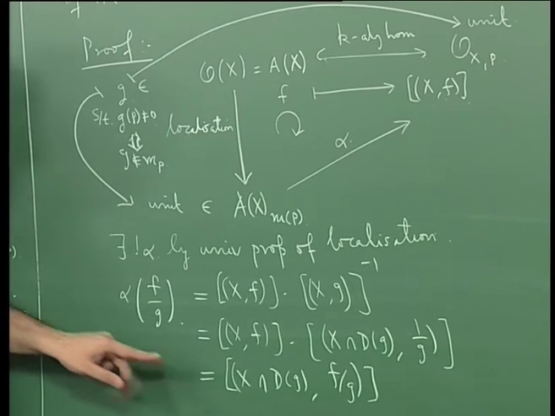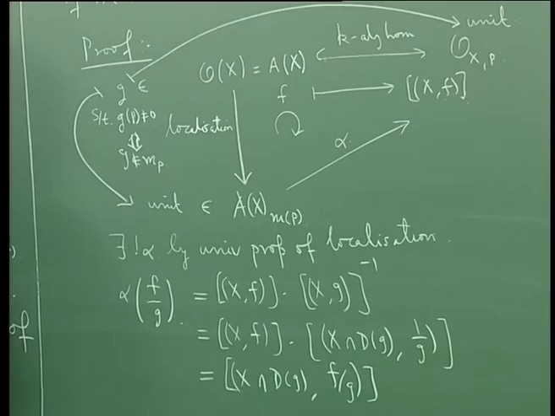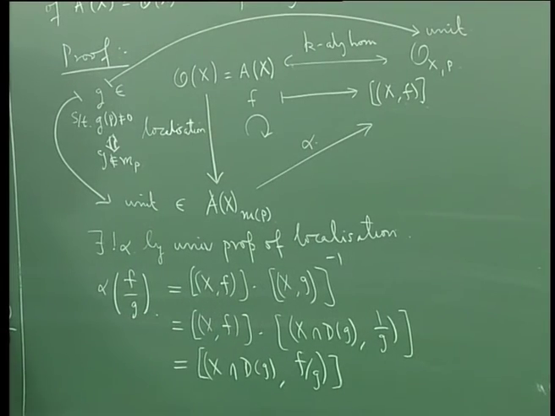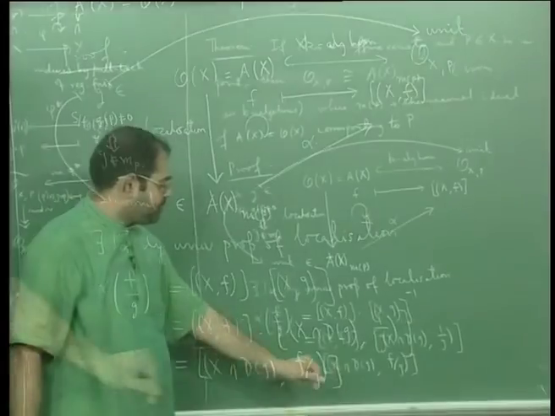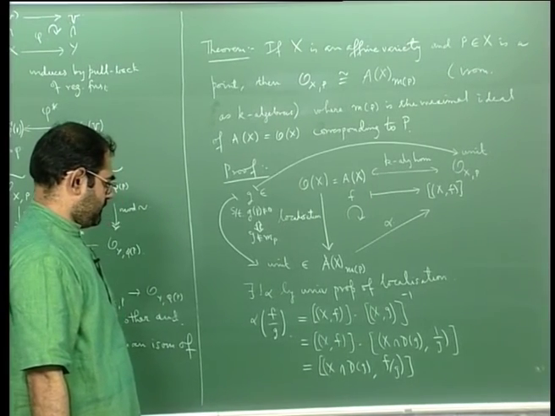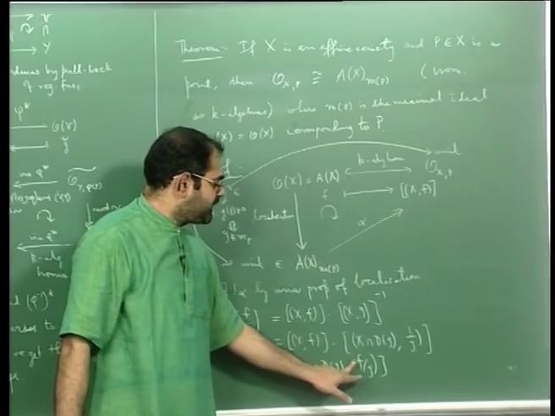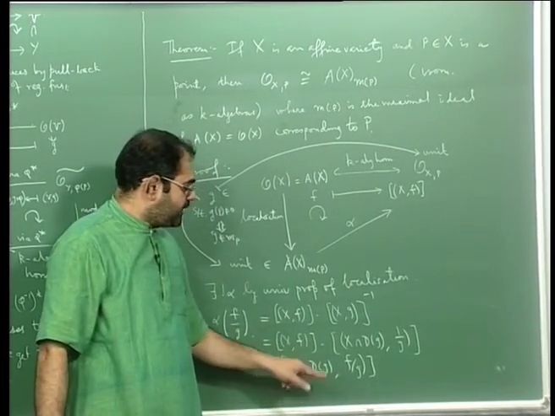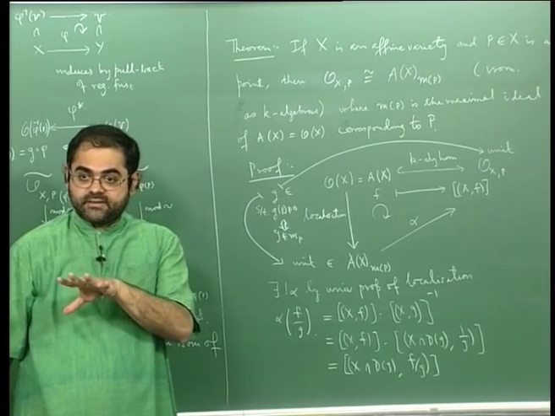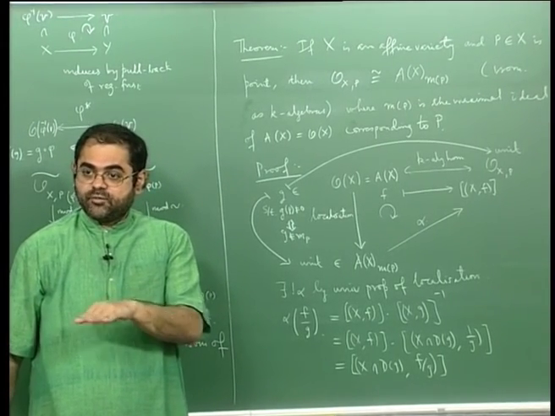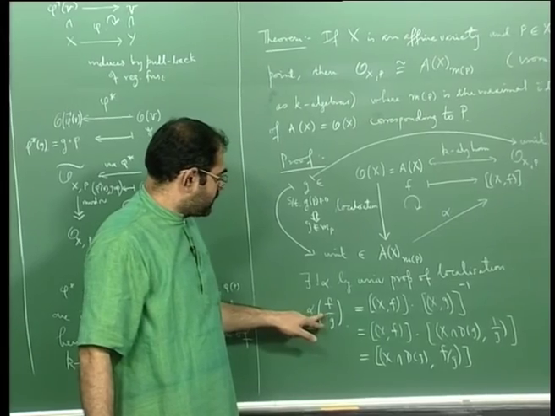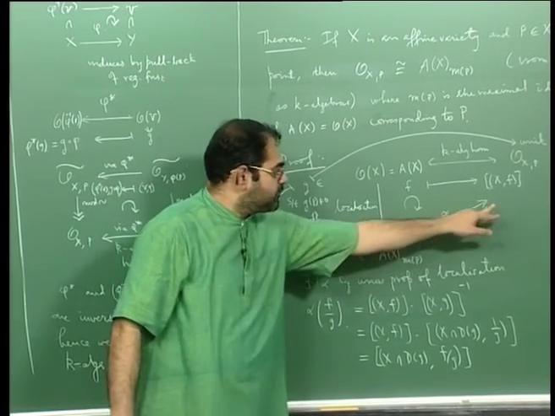Why is it injective? Well, if the regular function f by g vanishes in a neighbourhood of the point, then f by g and the 0 function are equal on this open set X intersection Dg, which is a dense open subset of X. So that will tell you that f has to be 0.